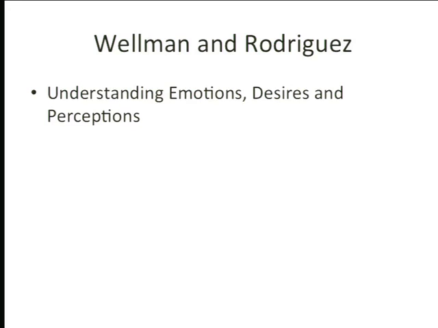Now remember, when we were talking about the baby's theory of mind, the baby's understanding of mind, we saw that the babies already by 18 months understand about desires, about what people want, and understand about emotions. And we just saw from the Flavell experiments that the 2.5-year-olds understand about perception. But the question was, could the children put all 3 of those things together? So what Wellman and Rodriguez did was they asked children questions like this.